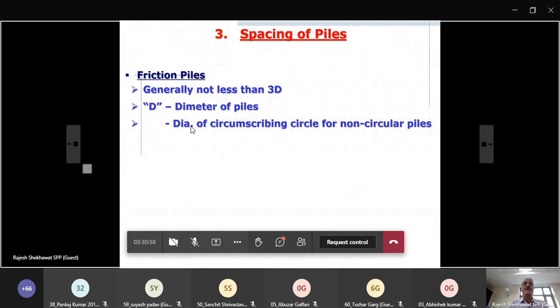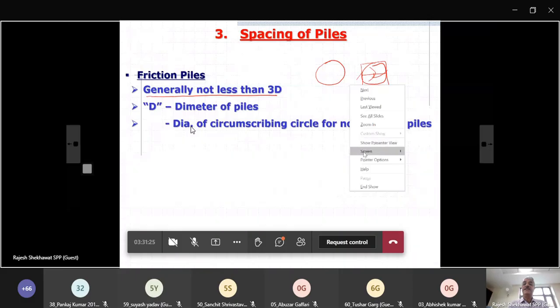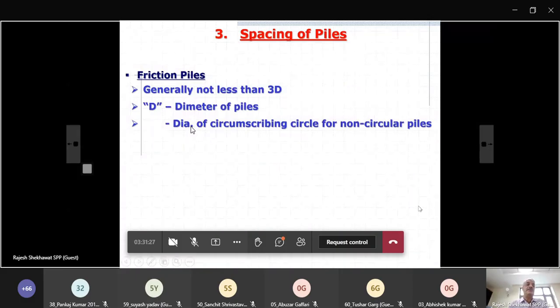So for spacing of piles, for friction piles, generally not less than 3D. D is the diameter of the pile if it is a circular pile, and if it is a square pile, which normally is not the case other than maybe a driven pile, then it is the diameter of the circumscribing circle. This is taken as D. For friction piles, we keep a higher spacing because otherwise your friction will not mobilize. If your piles are too close to each other, their influence zones will start intersecting or disturbing each other.